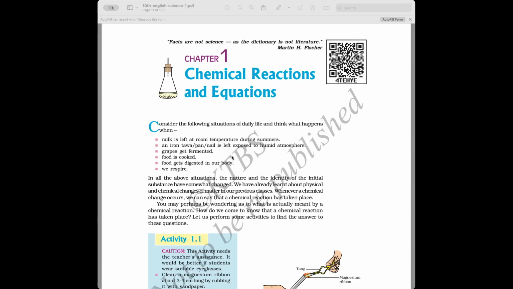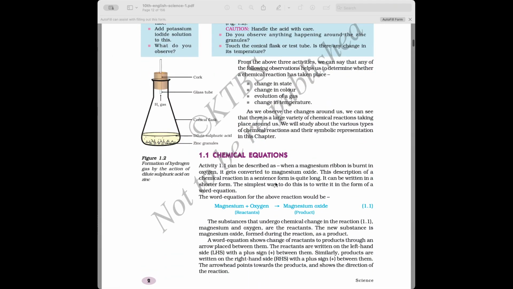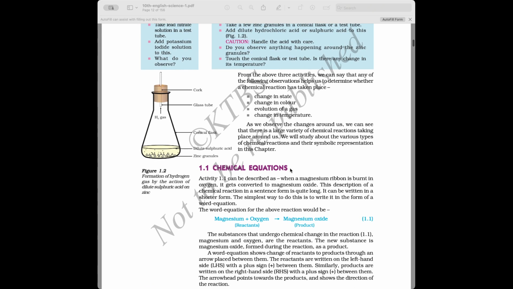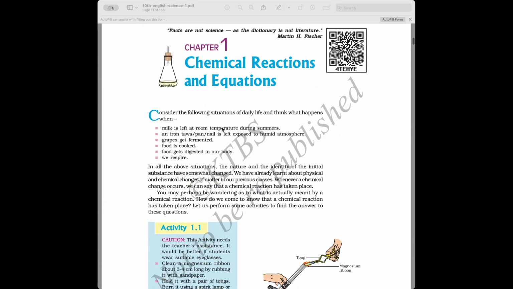Hello all, let's start with chapter 1, chemical reactions and equations. So, first of all, what is a chemical reaction? A chemical reaction is a process wherein new substances are formed with one or more new properties. Basically, the new properties will be a change in state, a change in color, an evolution of gas, and a change in temperature. So, let's see the changes in a chemical reaction.